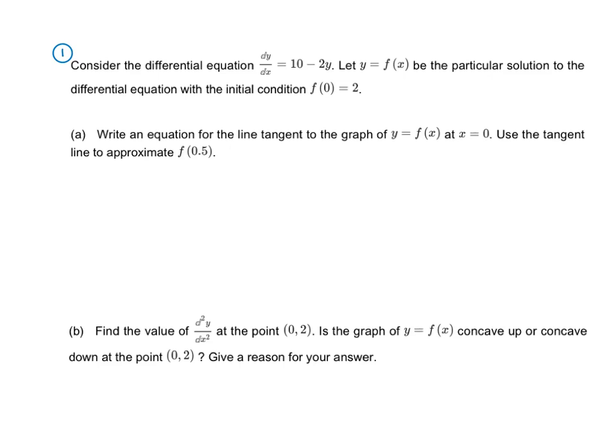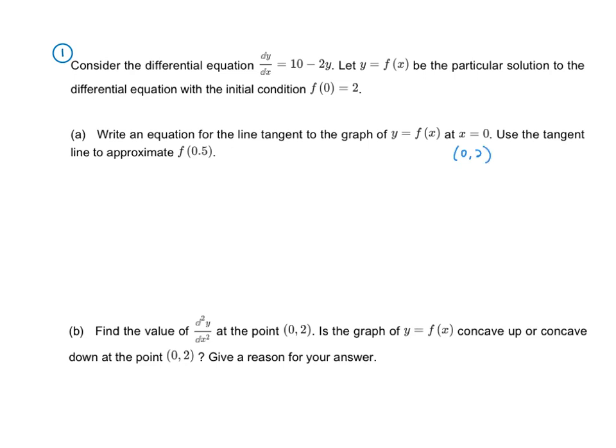Alright, so the first one says write an equation for the line tangent to the graph of y equals f of x at x equals 0, and then use that tangent line to approximate the function at 0.5. So to get the equation for the tangent line, we need a point and we need the slope. We know that at x equals 0, the point is 0, 2.